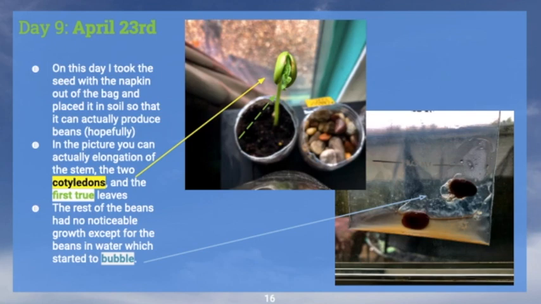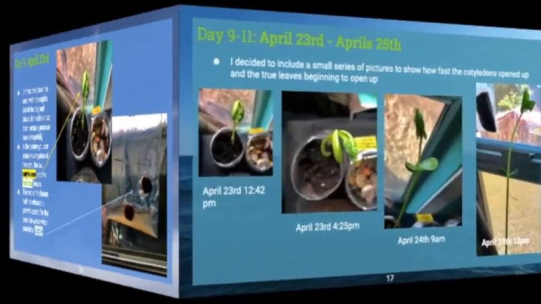By day 9, I took the seed with the napkin out of the bag and placed it into soil so that it can actually produce beans in the future. And in the picture right here, you can see the elongation of the stem. You can see the 2 separate cotyledons, and in between the cotyledons you can see the first true leaves. And then in these beans, you can see how this one is starting to bubble because it's starting to rot and explode. And the other beans had no noticeable growth.